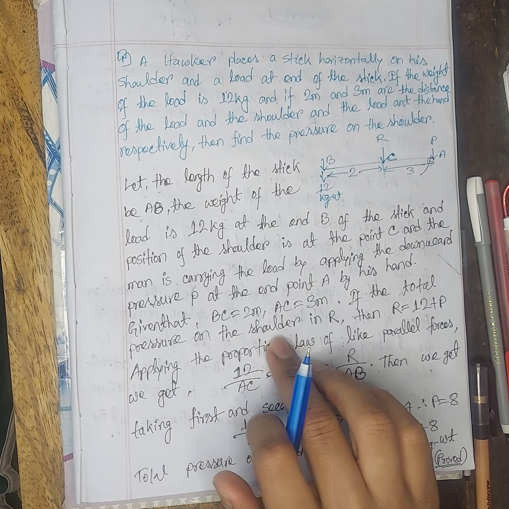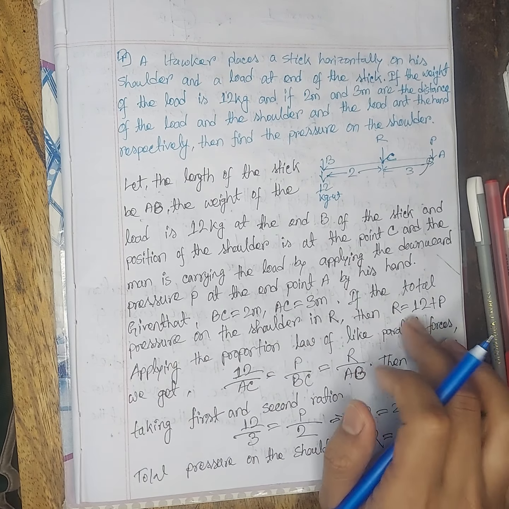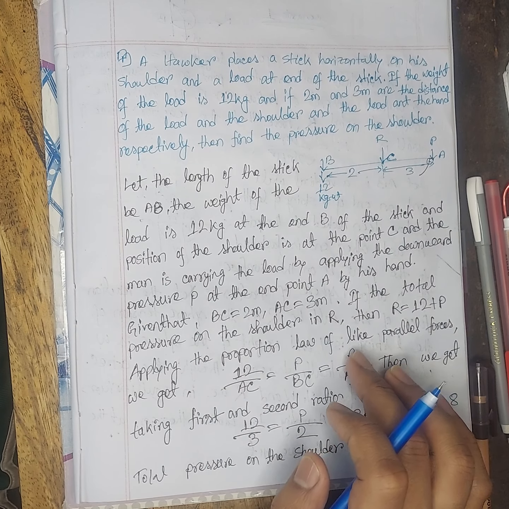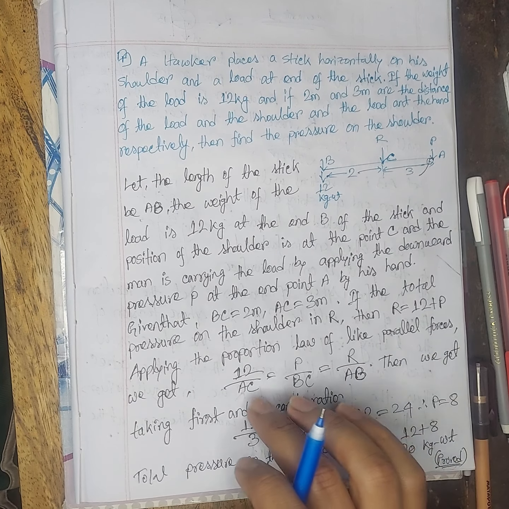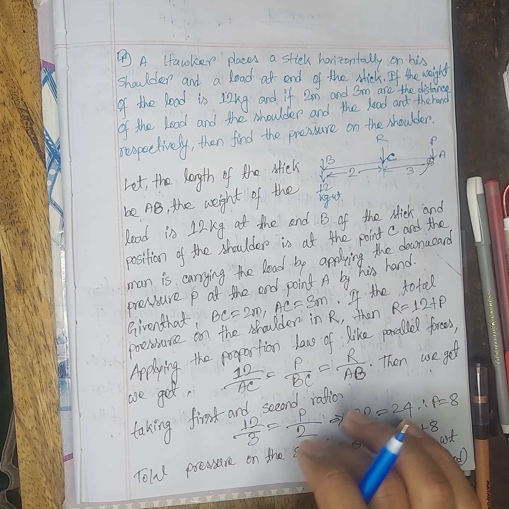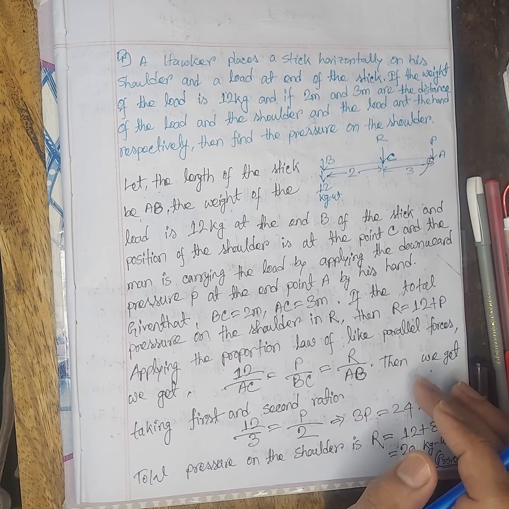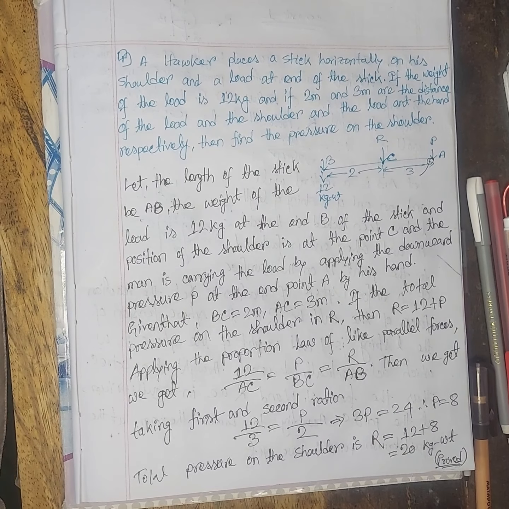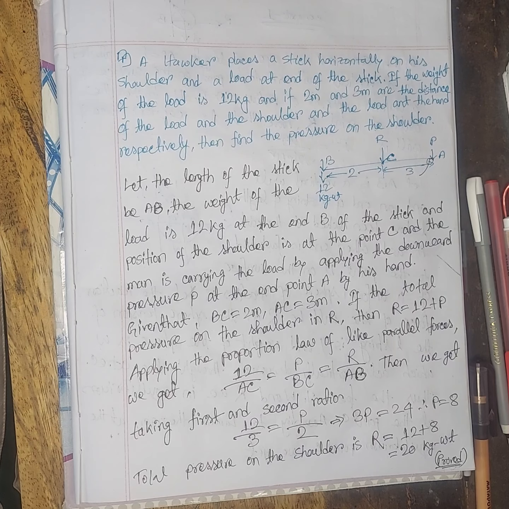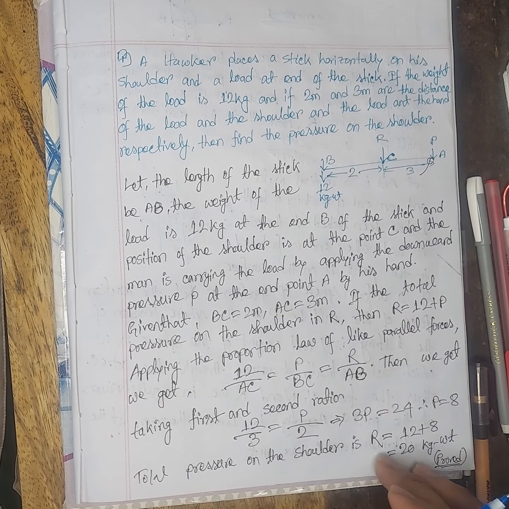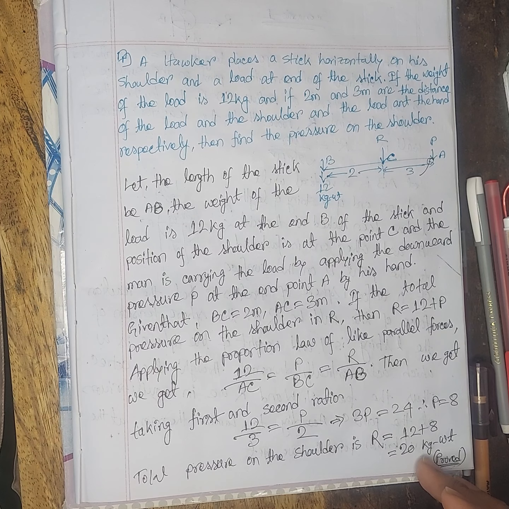If the total pressure on the shoulder is R, then R is equal to 12 plus P. Applying the proportional law of like parallel forces, 12 by AC, P by BC, and R by AB. Then we get from first and second proportion, 12 by 3 is equal to P by 2. So P is equal to 8. So total pressure on the shoulder is 20 kg.